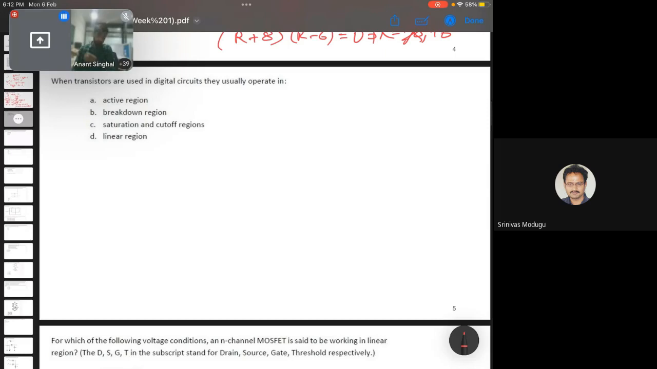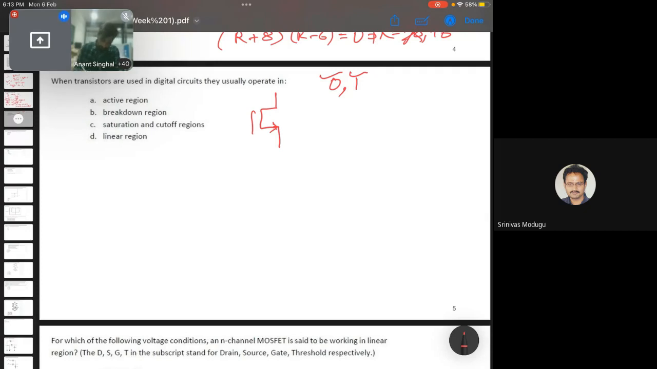One of the other basic questions here says: when transistors are used in digital circuits, they usually operate in which region? So we know in a digital circuit we want the transistor to work as a switch, since we have just 0 and 1 bits. So we know as a switch, either this transistor should remain on or off. There are a few conditions that I'll talk about.